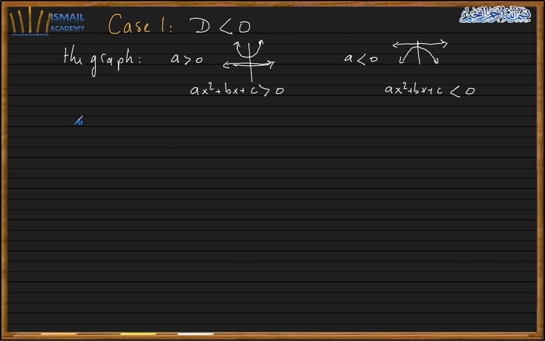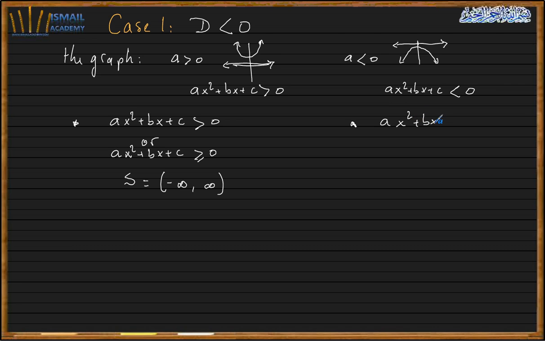Which means if you get one of those two inequalities, you end up having all real numbers. Remember, if my inequality was ax squared plus bx plus c is greater than 0, or ax squared plus bx plus c is greater or equal than 0, and a is positive and the discriminant is less than 0, the solution should be all real numbers. The same thing here: if my discriminant is negative and a is negative, and you get ax squared plus bx plus c less than 0, or less or equal than 0, both of them still give you the solution all real numbers.